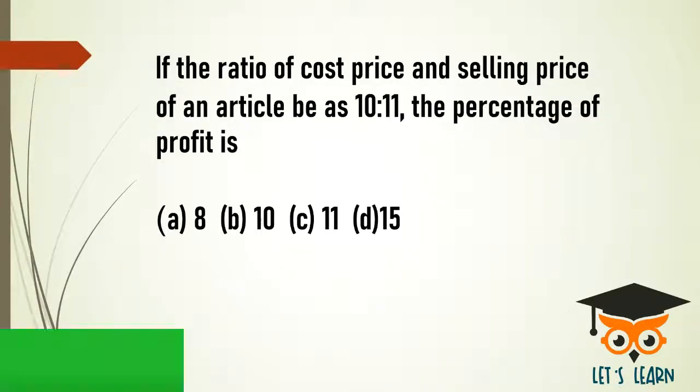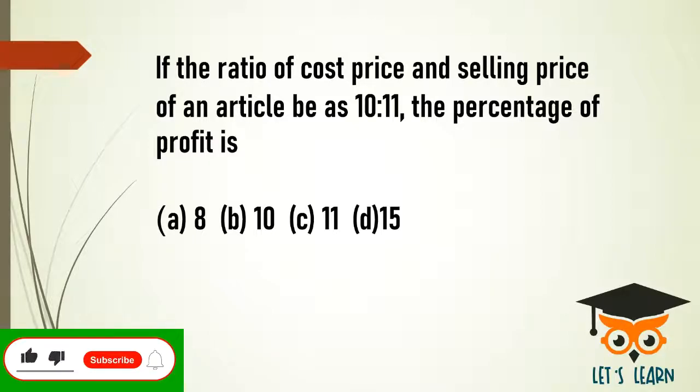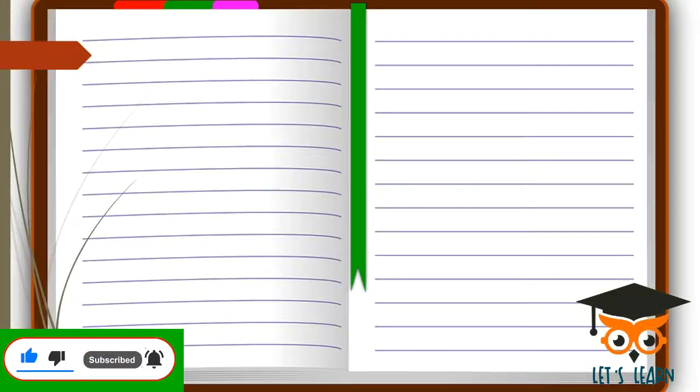Hey guys, today we will be solving this question: if the ratio of cost price and selling price of an article is 10:11, what is the percentage of profit? So we will find it.